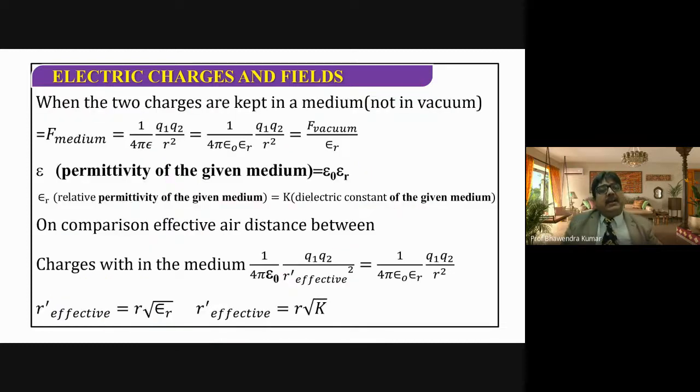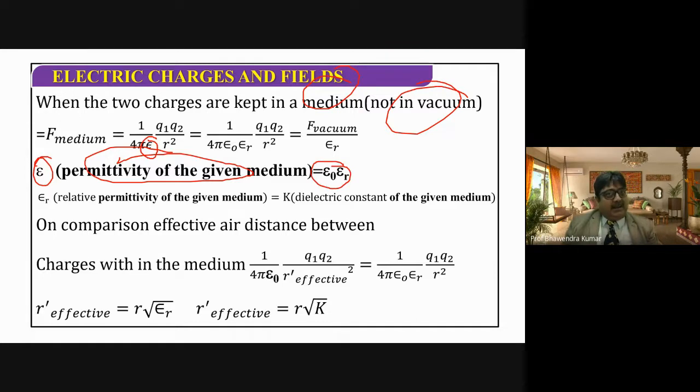Now, if the charges are not kept in vacuum, but they are kept in some medium, then what will happen? Instead of writing epsilon naught, we'll write epsilon. What is epsilon? It is the permittivity of the given medium, that is epsilon naught into epsilon r. Correct? Now, epsilon r is what? It is the relative permittivity of the given medium. Sometimes it is also called capital K, that is the dielectric constant of the given medium. Is that clear? Right?